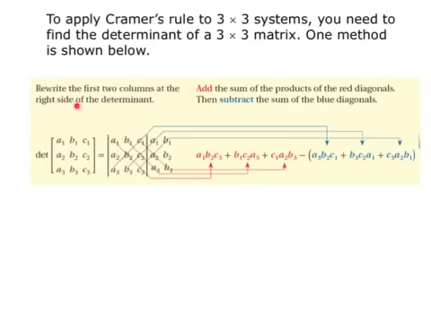Rewrite the first two columns at the right side of the determinant. So here is my coefficient matrix. I take these first two columns and I copy them again. Add the sum of the products in the red diagonals, and then subtract the sum of the blue diagonals. So A1, B2, C3, multiply, multiply, multiply, plus multiplication, plus multiplication. Then subtract these multiplied, plus these multiplied, plus these multiplied, and that's our determinant.